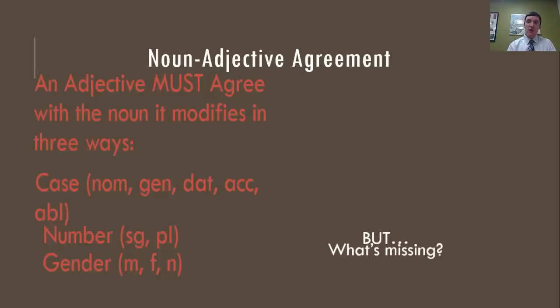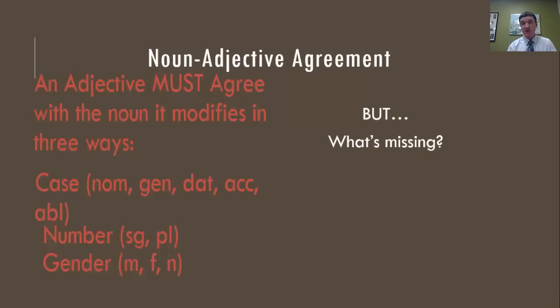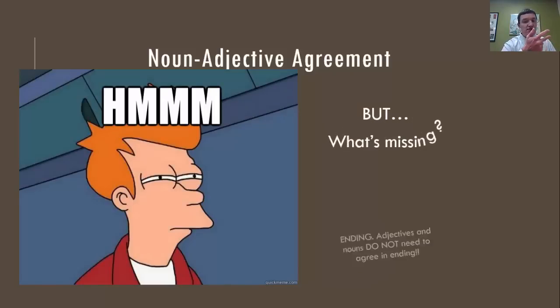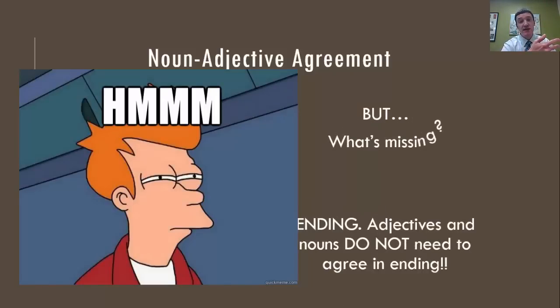Three ways. What's missing? That's not everything that we know about nouns and adjectives, so there's got to be something missing. Take a second and think to yourself, a little ponder session. What exactly have we not said? They have to agree in case, number, and gender. They do not have to agree in ending.